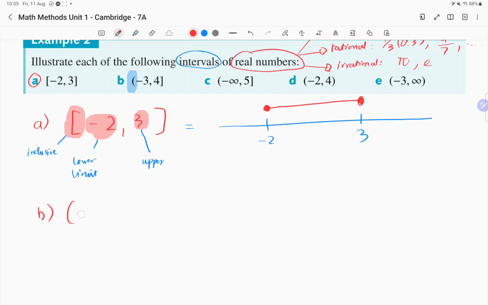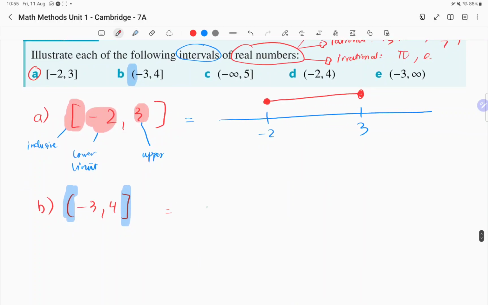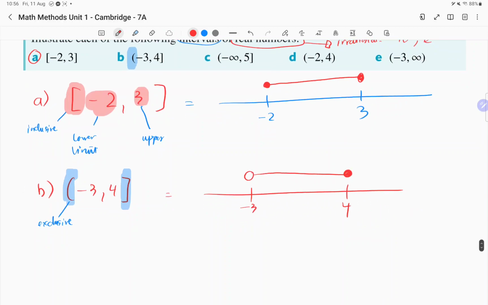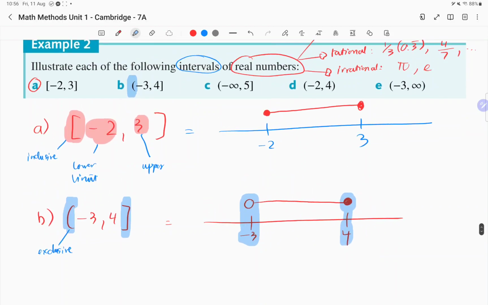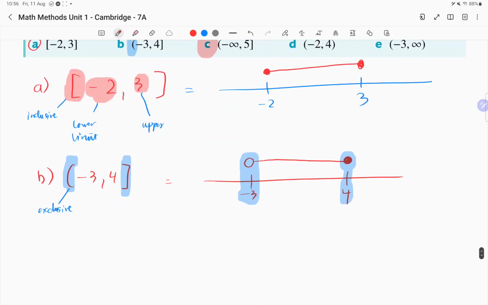So for question B, from negative 3 to 4, now there are two types of brackets. That's a round bracket, that's a square bracket. Okay, that means that the lower limit will be negative 3, upper limit is 4, and the lower limit will be exclusive. So note that this round bracket means exclusive. So it does not include the number negative 3. All right, so from negative 3 all the way to the number 4. Right, but not including negative 3 is represented by a hollow circle here, as opposed to a solid circle at number 4.